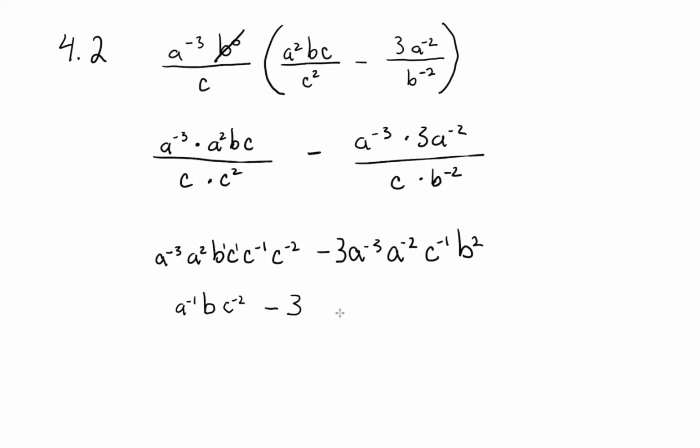Now we can do the next term. We have a 3 as a constant. We have a negative 3, a negative 2. That becomes a negative 5. And then we have c, negative 1, and a b, positive 2. Now we can flip them down into our positives and negatives. And so we would have b over a c squared minus 3b squared over a to the fifth c. And that would be our final result. Okay? And that's if you want all of your exponents positive. That would be the result that you have.